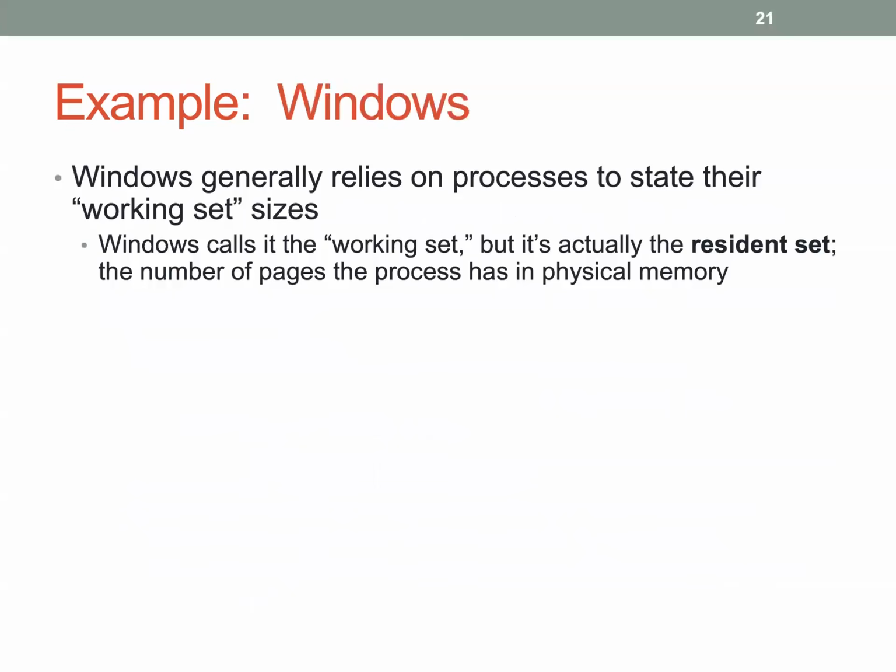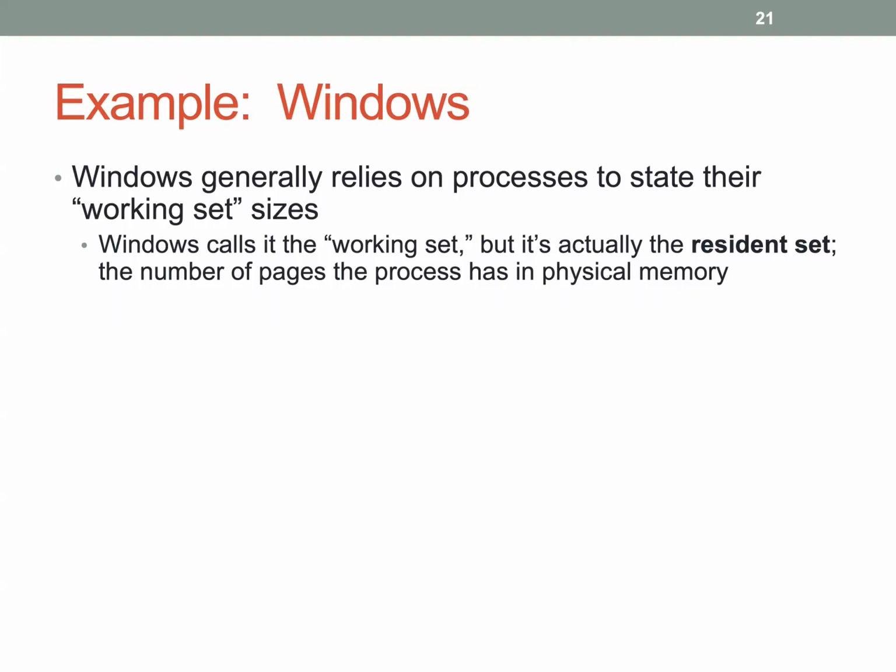Okay, Windows. Windows relies on processes. This is what I was saying before. Windows relies on processes to say, this is roughly my working set size. Now, when you say your working set size in Windows, you actually mean something a little bit different, which is irritating, because you're saying this is my working set, but what you really mean is this is how many frames I'd like to have.